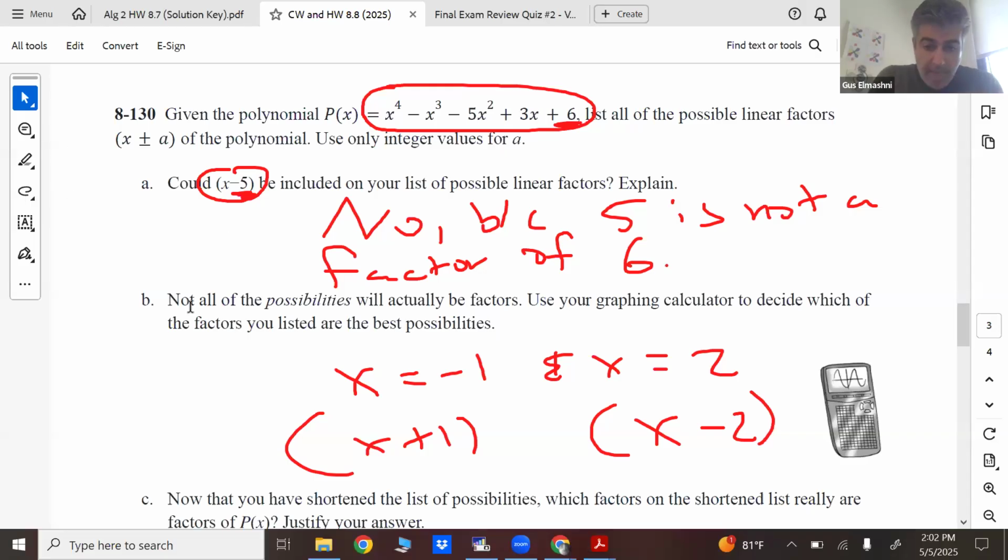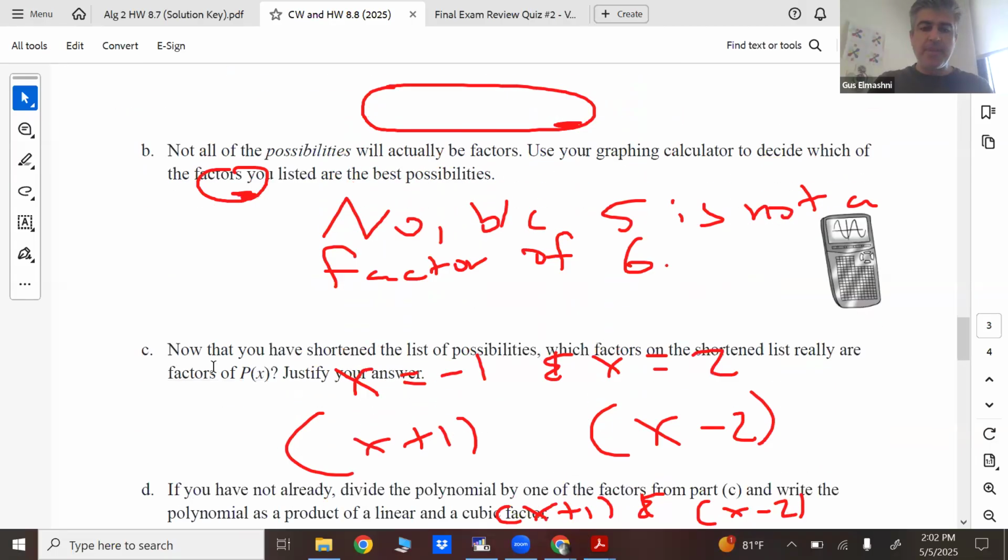Okay. So now you've shown a list of possibilities. What factors in the short list really are factors of p of x? Of course, x plus 1 and x minus 2. And by the way, are -1 and 2 factors of 6? Yes. They are. So this will be okay. By the way, 1.73 is root 3. You multiply root 3 by itself, you get 3. -1, 2, and 3. If you work it all out, you should wind up getting 6.